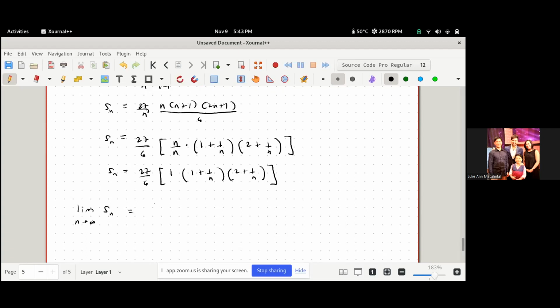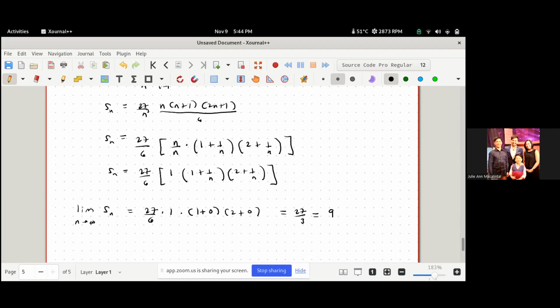this becomes 27 over 6. The limit of 1 as n approaches infinity is still going to be 1. The limit of 1 plus 1 over n is 1 plus 0. The limit of 2 plus 1 over n as n approaches infinity is going to be 2 plus 0. So here we get again 27 over 3, which is equal to 9. So it's still the same answer.